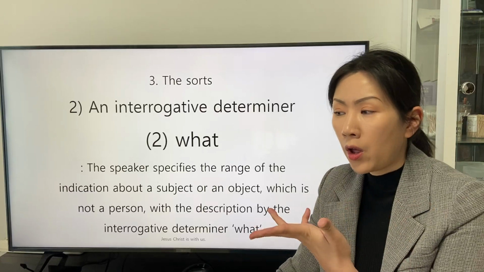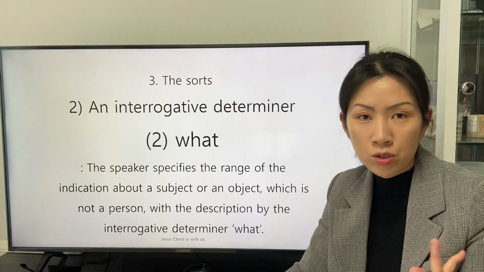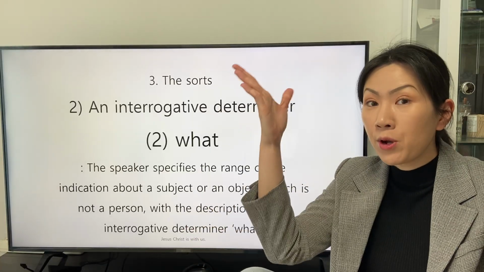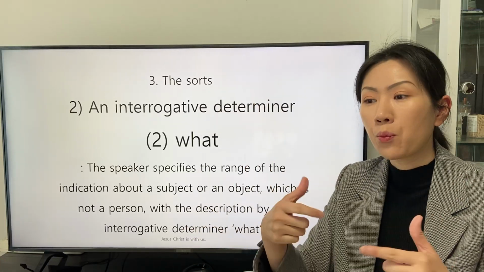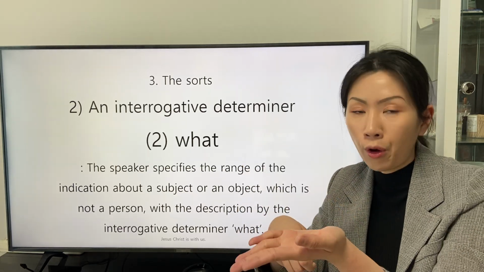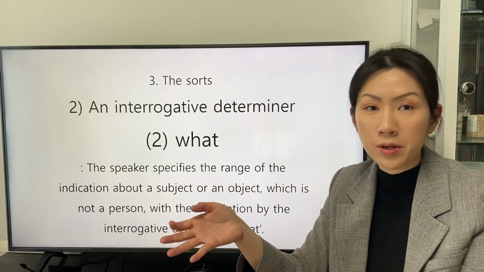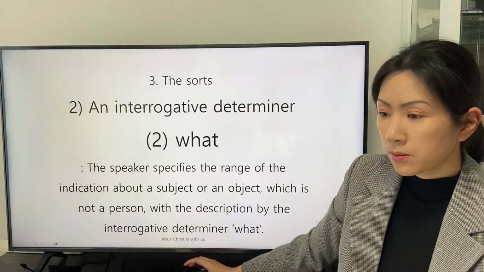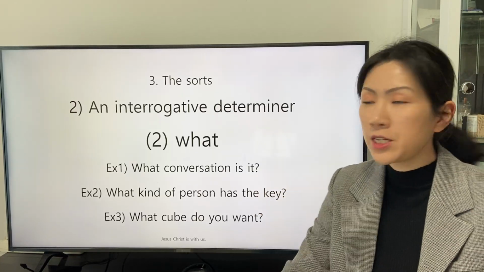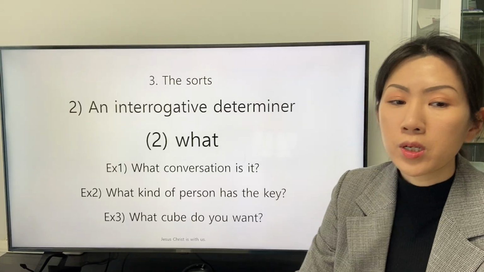Plus, from the trait of the determiner, we can understand that the speaker intends to know about the description to narrow down and specify the range of the object indicated by a noun or a pronoun to indicate a subject or an object that is not a person. There are 3 examples. What conversation is it? What kind of person has the key? What cube do you want?